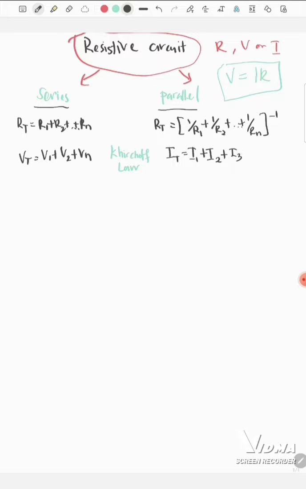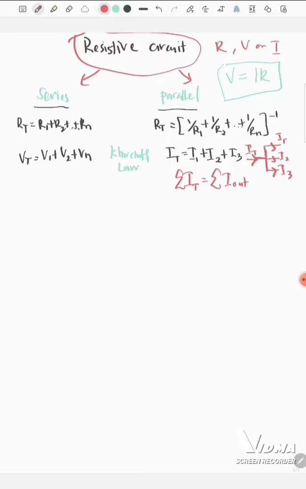Okay, so if you want to draw a circuit, it can be like this. Okay, let's say you have, okay, this one is the incoming, so IT. Okay, and then I1, I2, and I3. Okay, we can say that the total of current in the circuit, okay, the total of current in is equal to the total of current out.